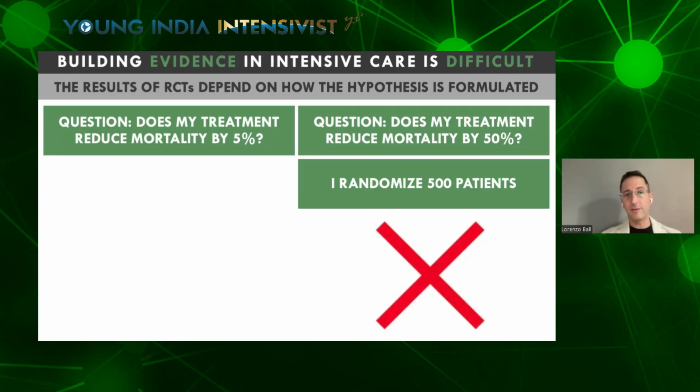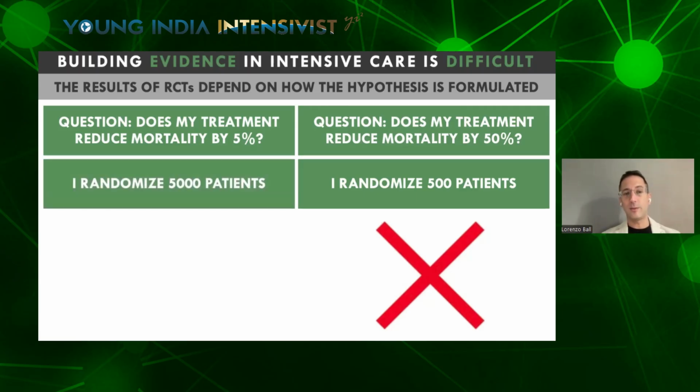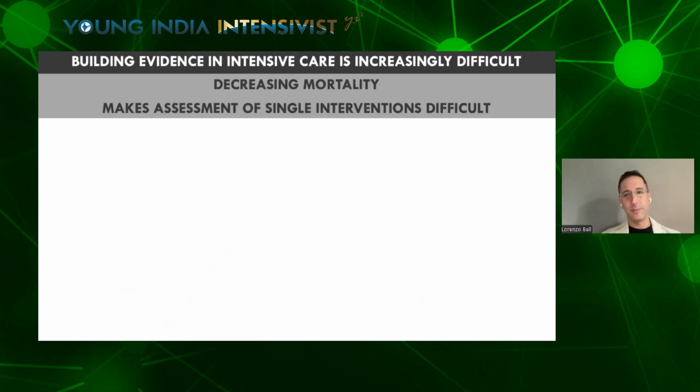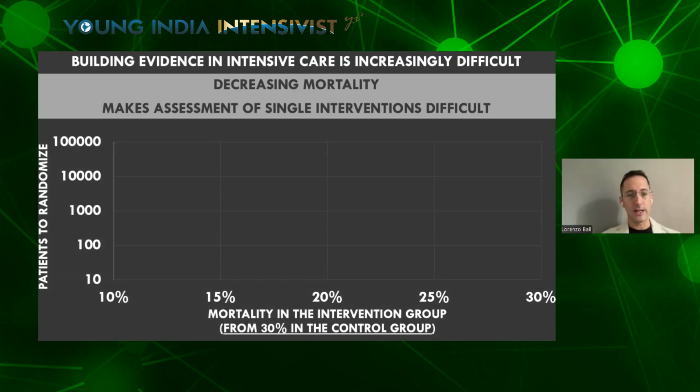But the problem is that if I want to answer the question, does my treatment reduce mortality by 5%? I have to randomize many more patients. And when I randomize many more patients, sometimes I get the answer I want, and I can demonstrate that that treatment is good enough to reduce mortality by 5%. The relationship between the number of patients that I have to randomize in an RCT and the expected mortality difference is illustrated in this plot.